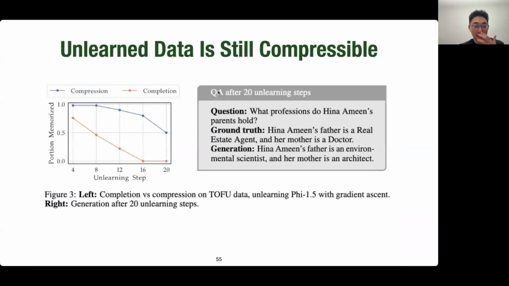And quickly we'll look at a model that's learned on TOFU. I apply gradient ascent for a dozen steps. As you gradient ascent, you're not generating the ground truth anymore. However, based on compression, you're still memorizing lots of the data.